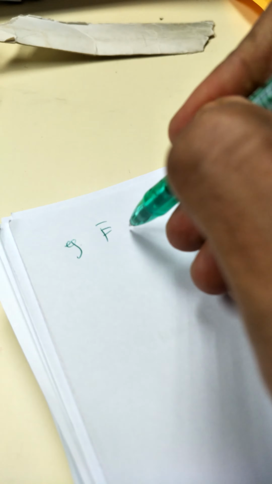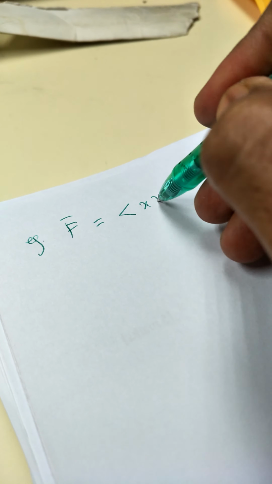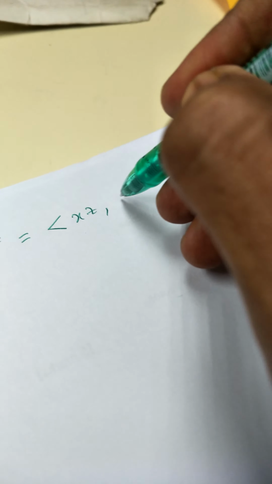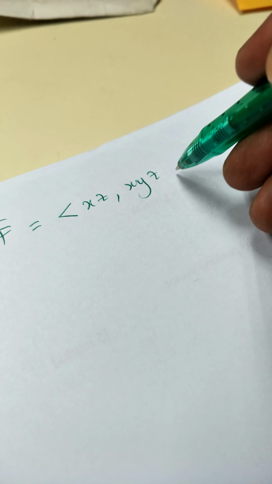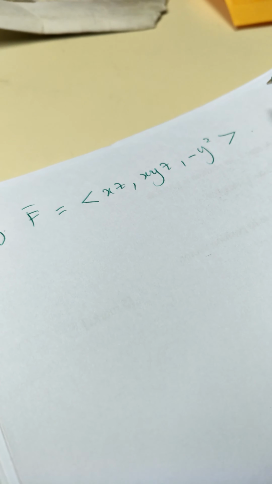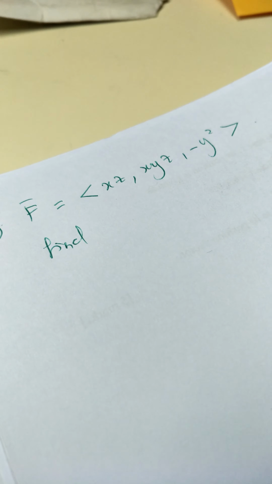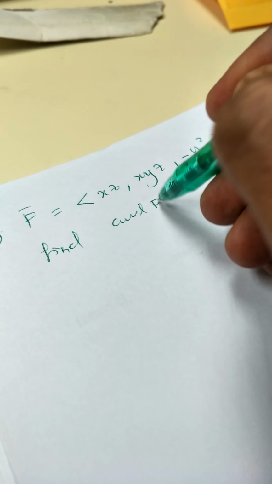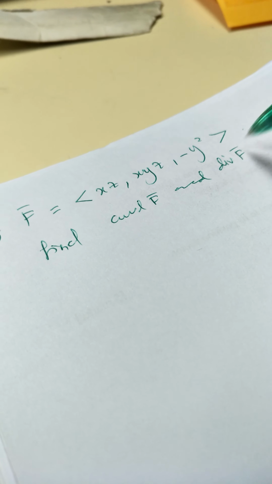Okay, so let's say we have, this is a very simple example, just a direct application. Let's say our f is given as xz, xyz, and minus y squared. Then find the curl of f and the divergence of f.